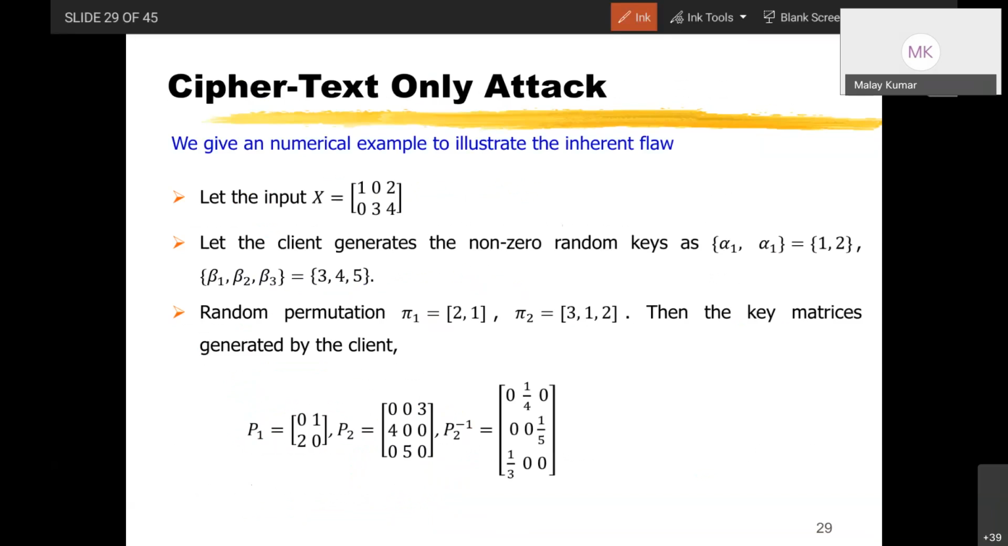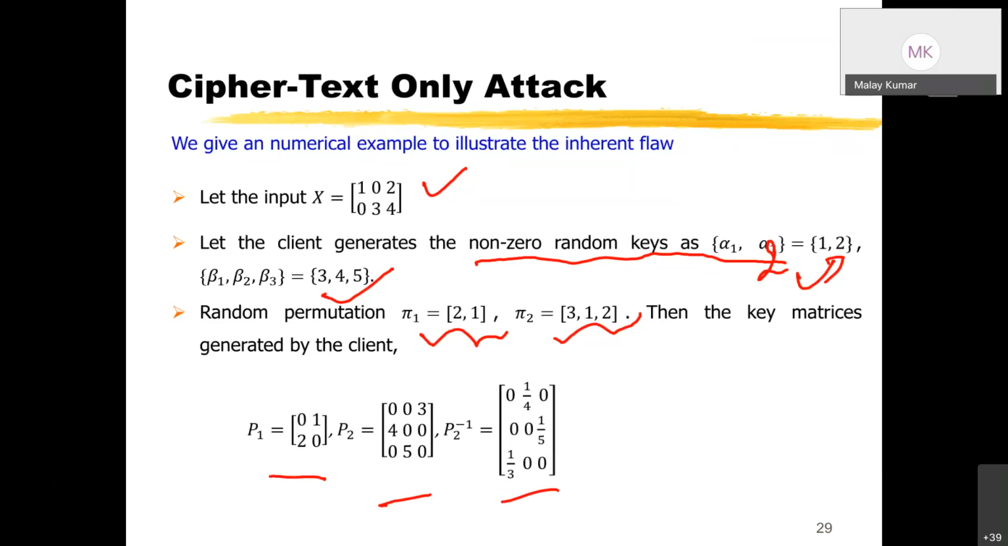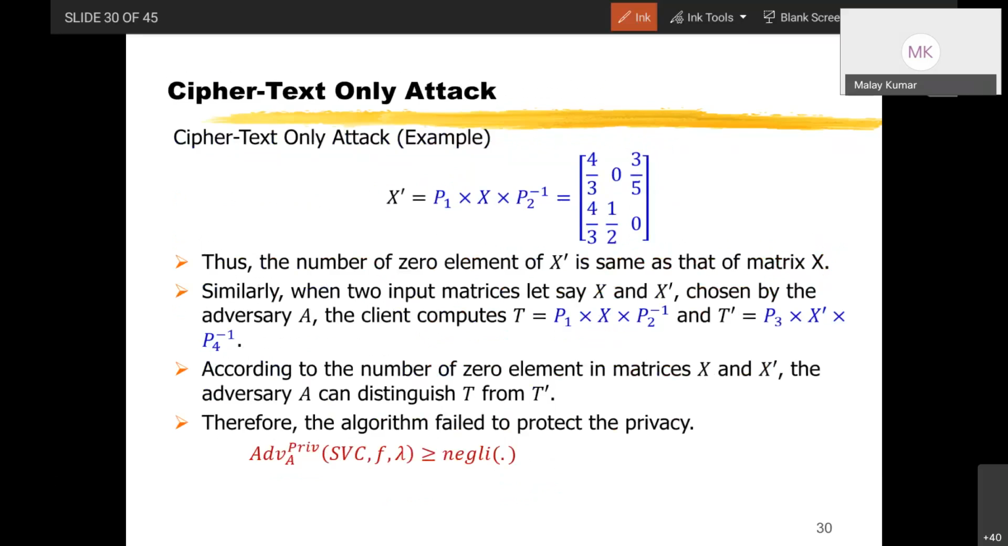If this is an input matrix and the client generates the random keys alpha 1 and alpha 2 as 1 and 2, and beta 1, beta 2, beta 3 as 3 and 4, and the random permutations as 2 1 and 3 1 2. So these are the permutation matrices P1, P2, P2 inverse, and also you can write the P1 inverse. And when you perform the computation, you get the result as this.